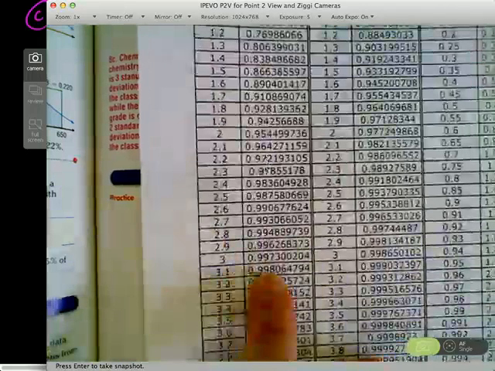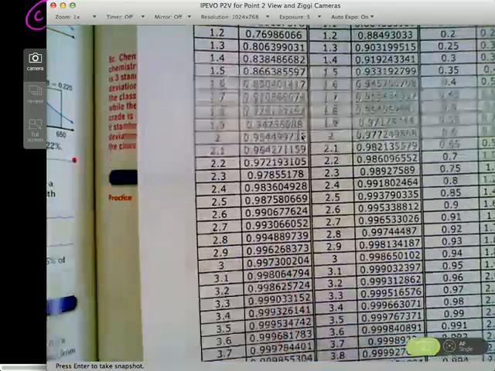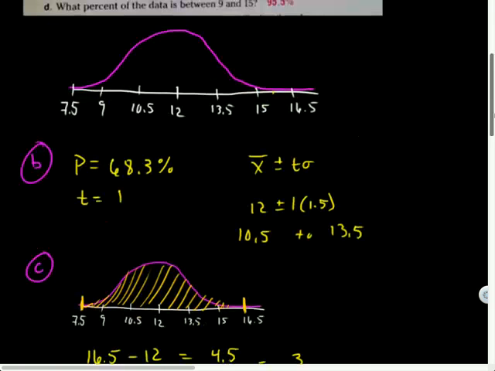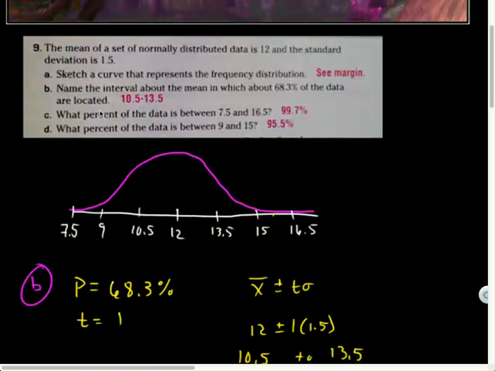I got 0.9973. So the corresponding p-value is 99.73%. And I believe that answers the question, right? Because they only wanted to know the percent of the data.